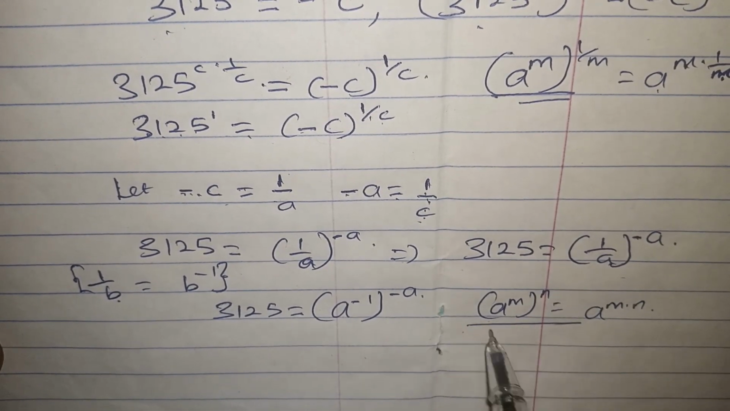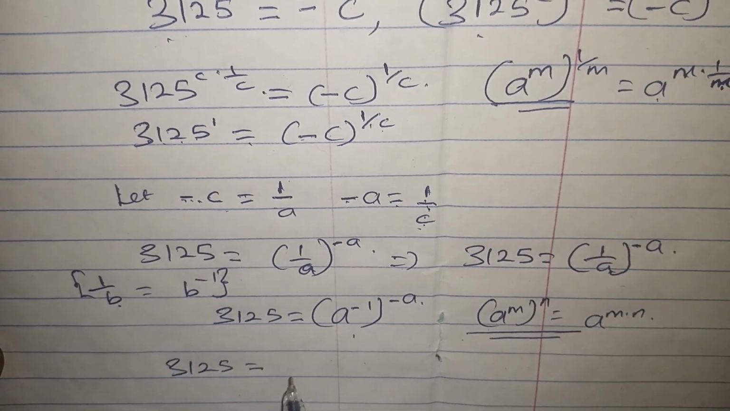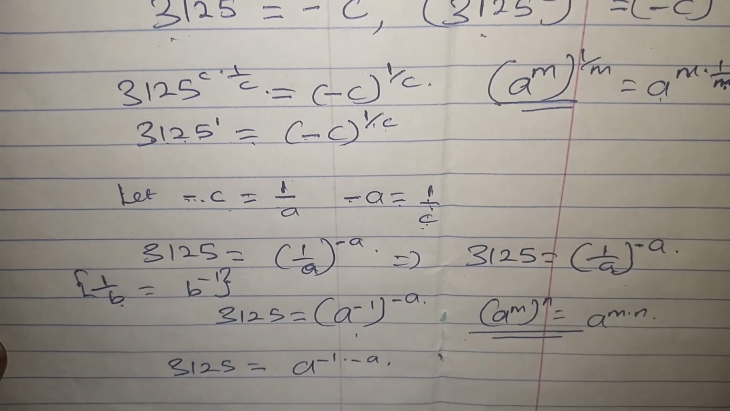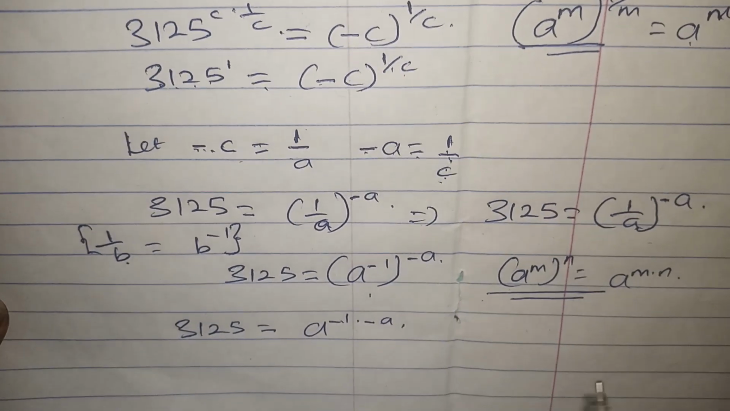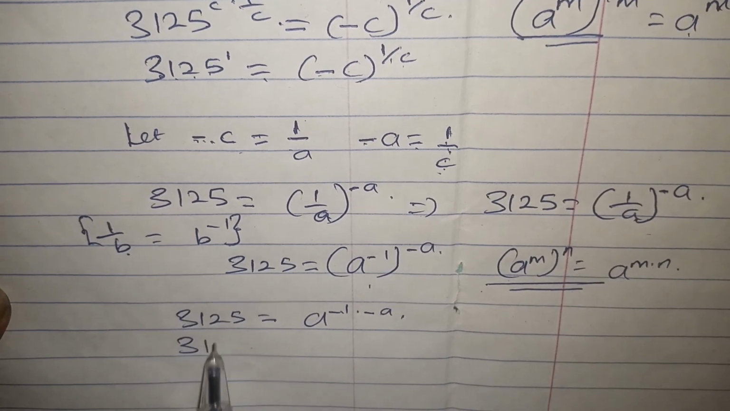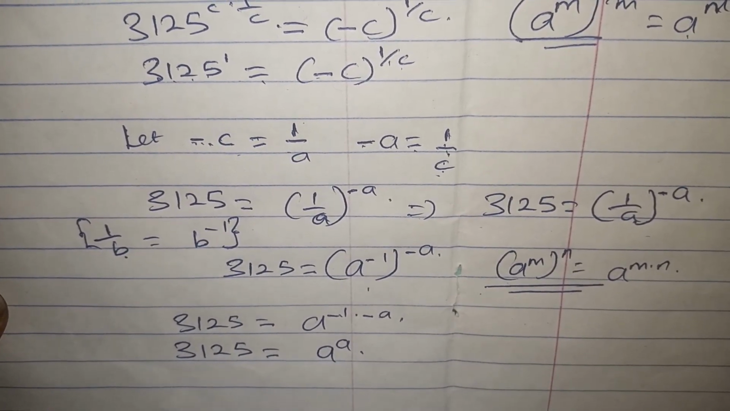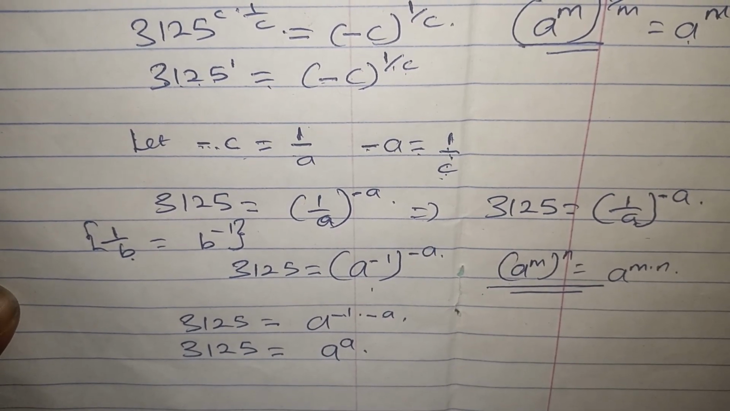So if we put this principle here, we have 3125 equals a to the negative 1 times negative a. And when a negative number multiplies itself, it's going to turn to positive, right? So we're now having 3125 is equals to a to the power of what? Of a. We're now having 3125 to be a to the power of a.